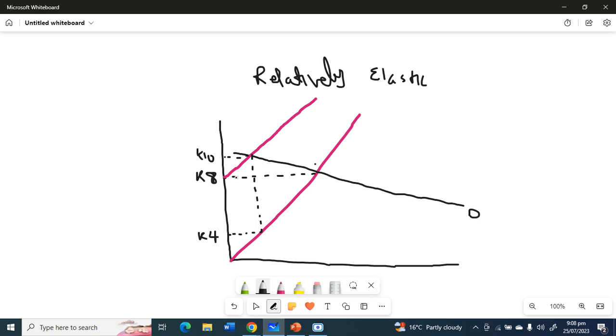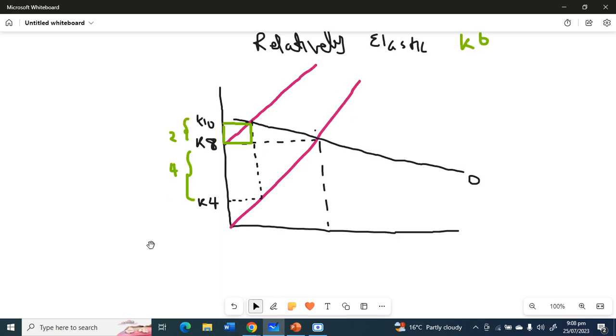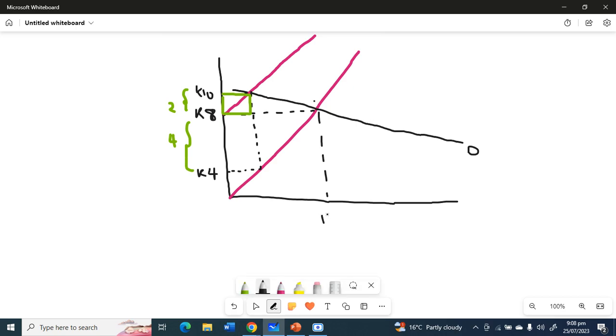So here we can see this by this small triangle, which will represent the tax paid by the customer. 10 minus 8, that is 2. As I said, this is still a 6 kwacha tax being placed. So 10 minus 8 is 2, and 8 minus 4 is 4. In total, 6. The government is still getting its own 3,000 revenue. But in this case, the burden is going to fall mostly on the sellers and the producers.